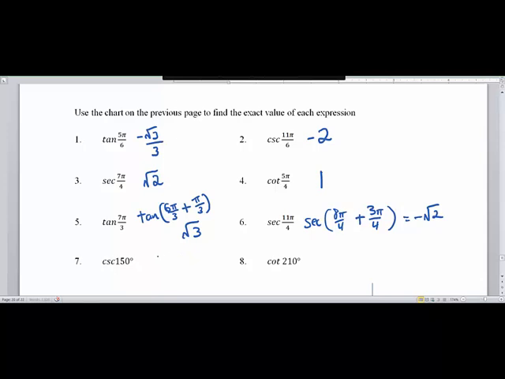Now, these two are just straight easy to answer. So the cosecant of 150 degrees is 2, and the cotangent of 210 degrees is the square root of 3. And these are all really straightforward and easy, thanks to all the hard work you did in session 1 many weeks ago, and also in the unit circle that you just filled out.